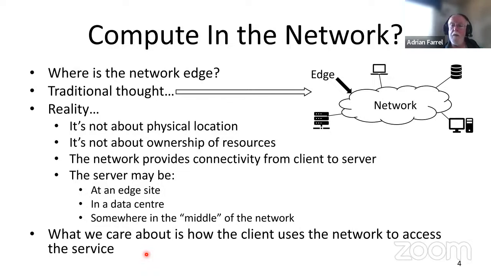I think we've grown up familiar with that picture where there are devices attached to the edge of the network, and the network itself is responsible for connecting those devices. But in reality, this isn't about the physical location of those devices. It's much more about the ownership of the resources. So the network provides connectivity from client to server, but the server may be at an edge site, in a data center, or located somewhere just in the middle of the network. And increasingly, network operators are looking to put their service-providing equipment inside the network. And what we care about is how the client uses the network to access the service.